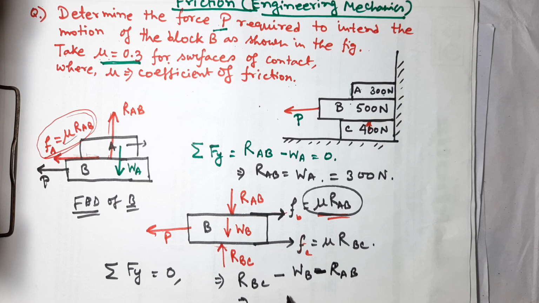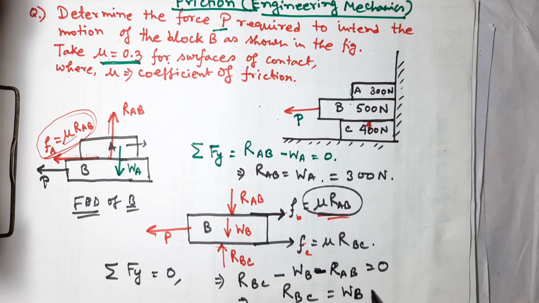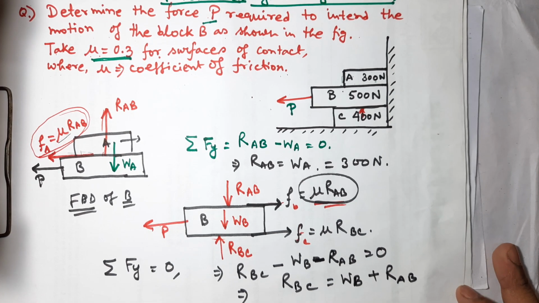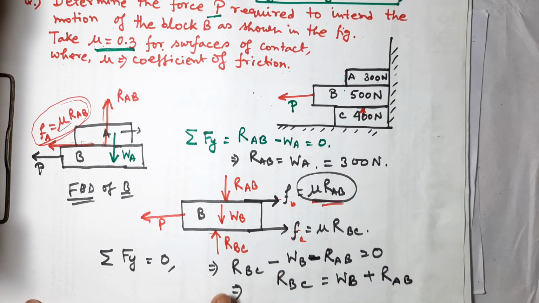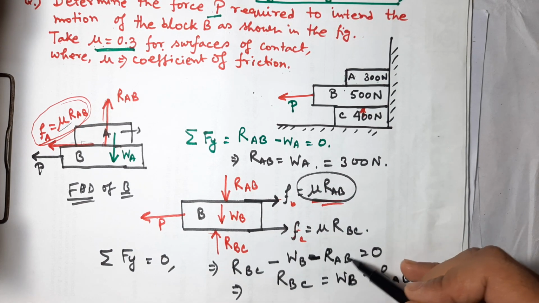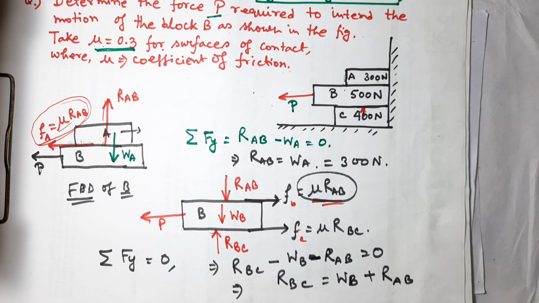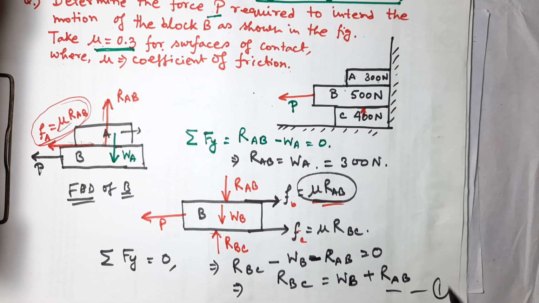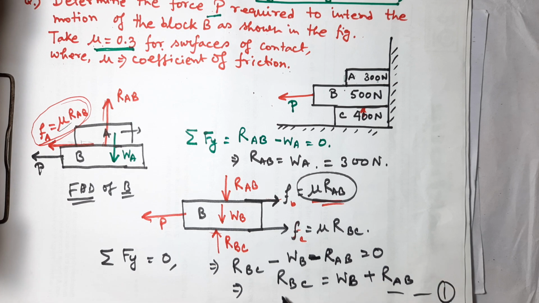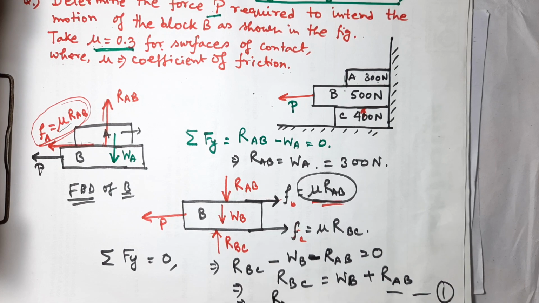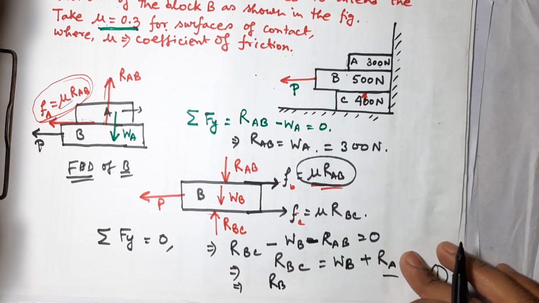So that is equal to 0. RBC is equal to WB plus RAB. Okay, I hope you understood. So total force along the y axis is equal to 0, so RBC minus WB minus RAB is equal to 0. Consider this as equation number 1, and from 1 you can easily write the value of RBC. So here I am writing the value of RBC.